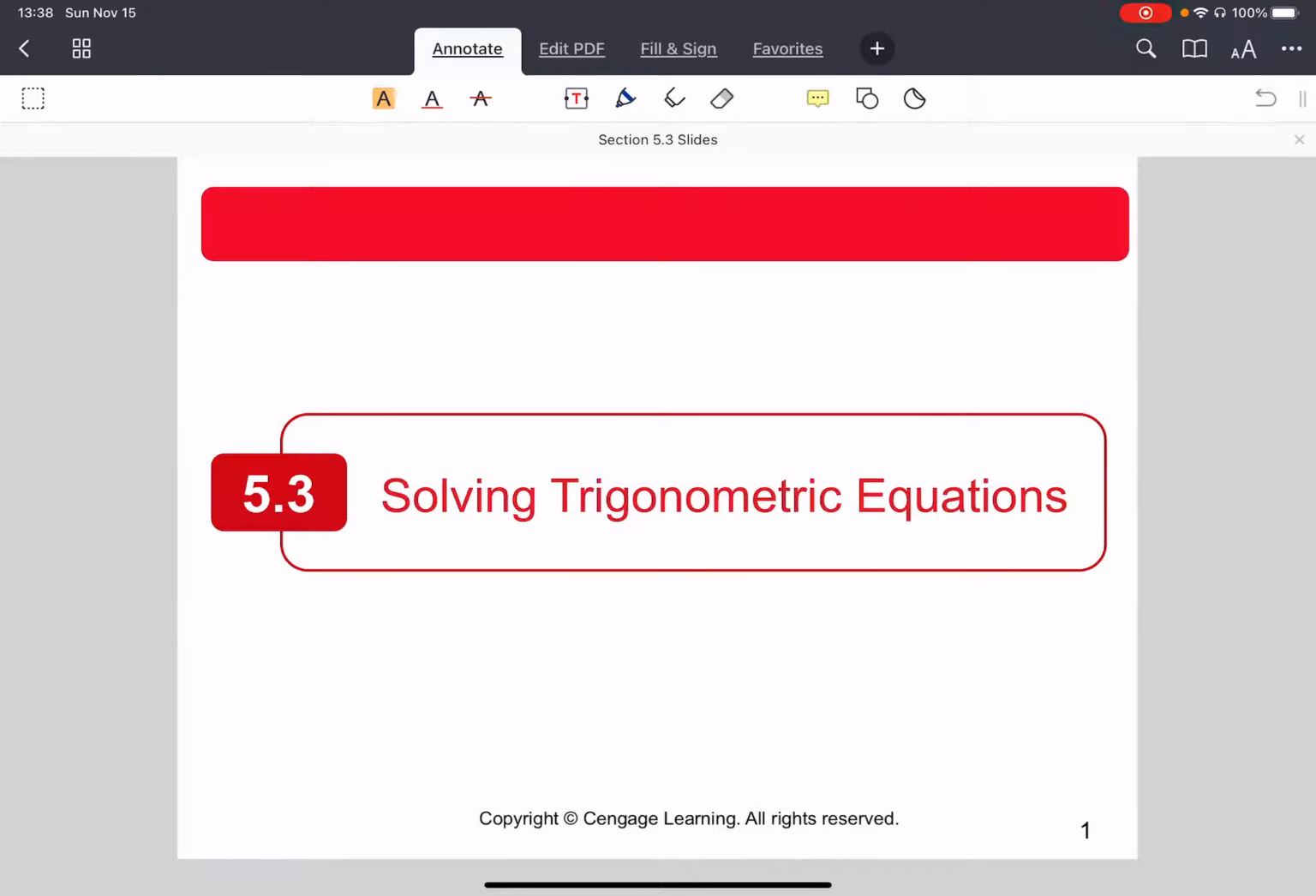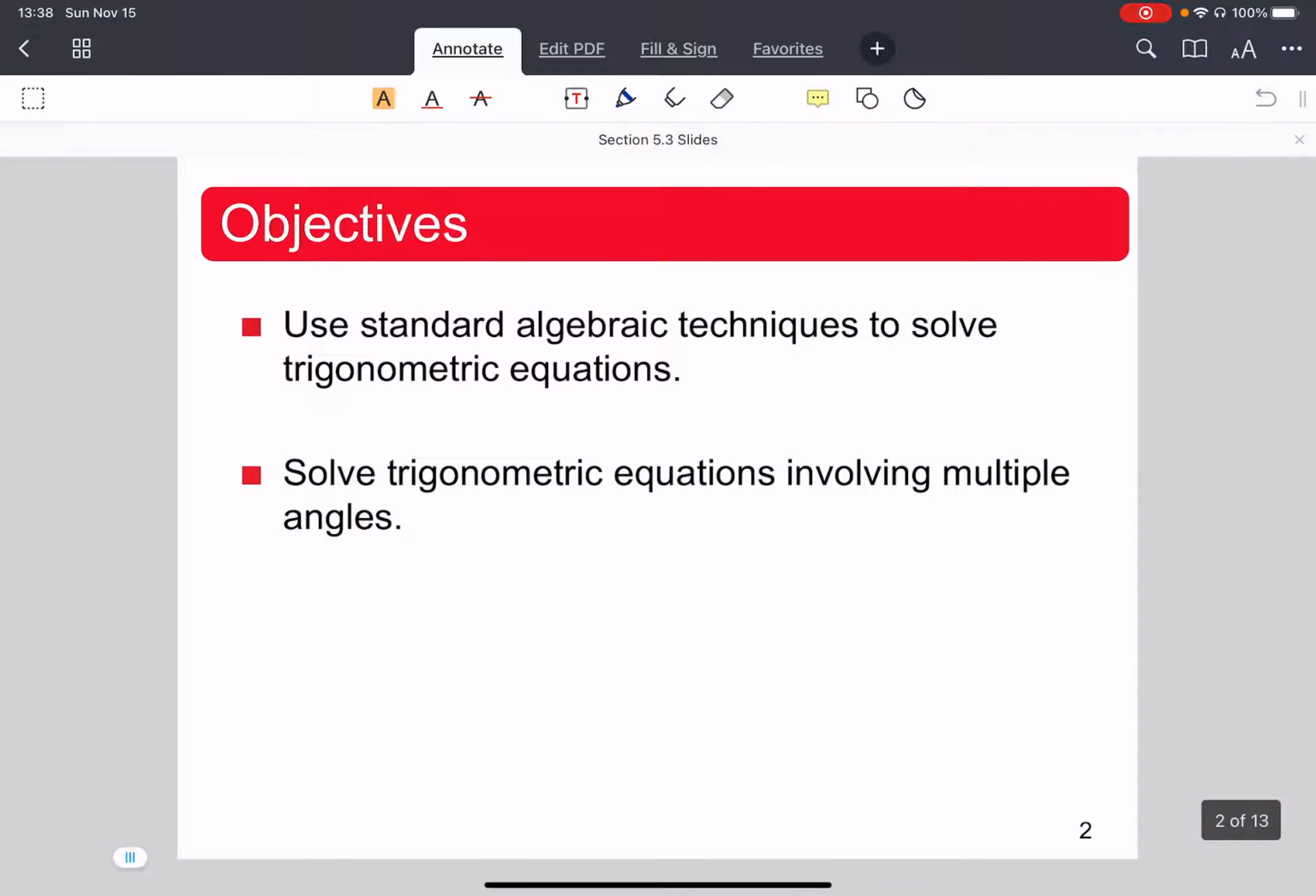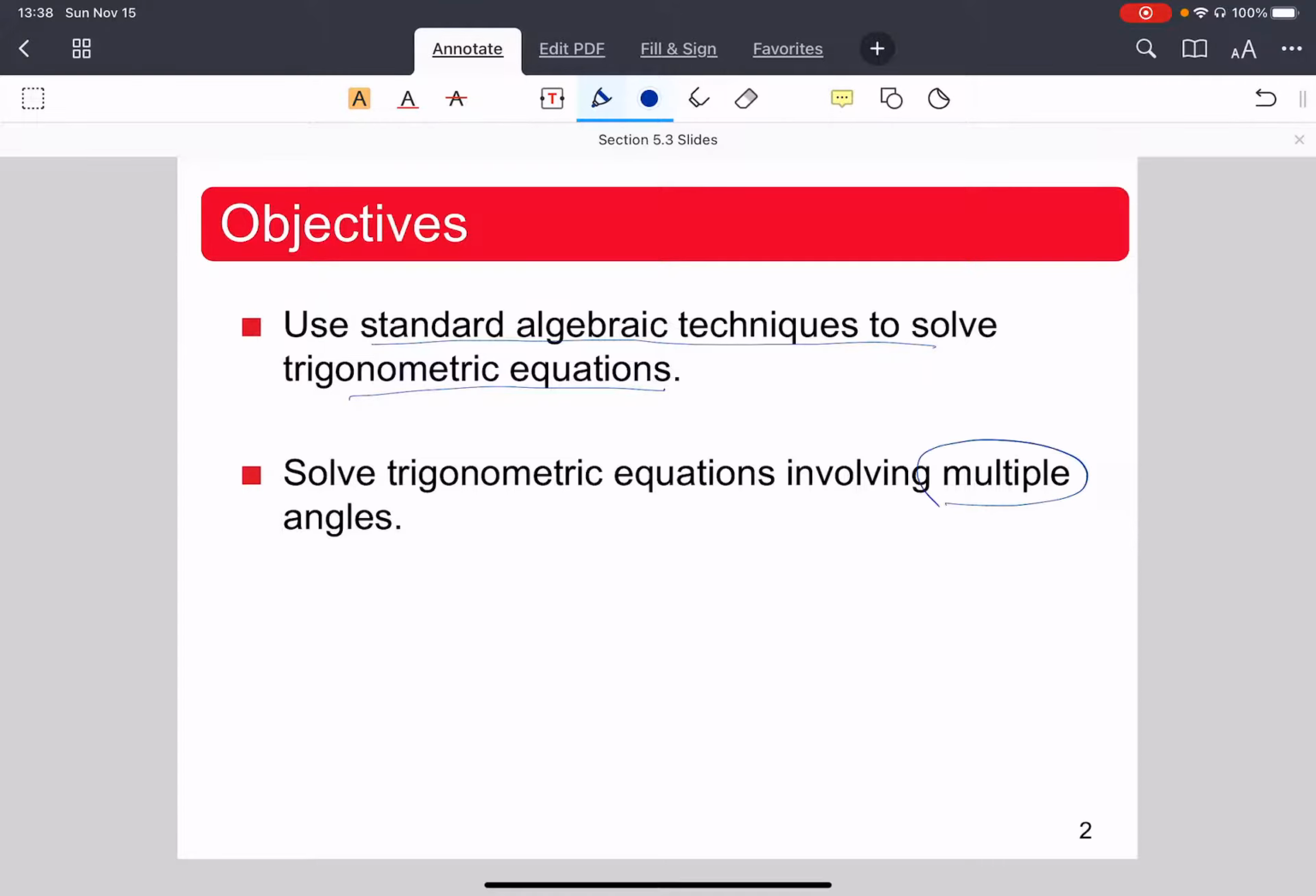In this video, I will cover solving trigonometric equations. Specific objectives of this lesson are using standard algebraic techniques to solve trigonometric equations and solving trigonometric equations involving multiple types of angles.